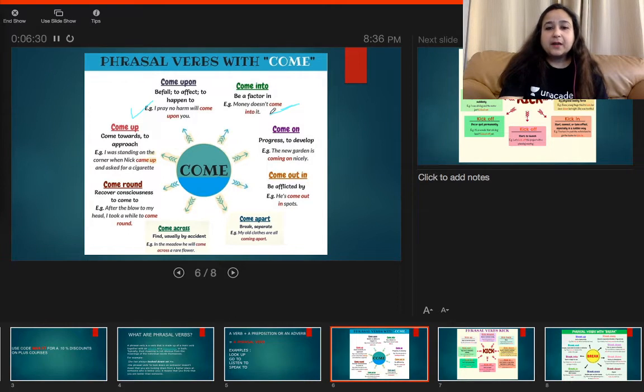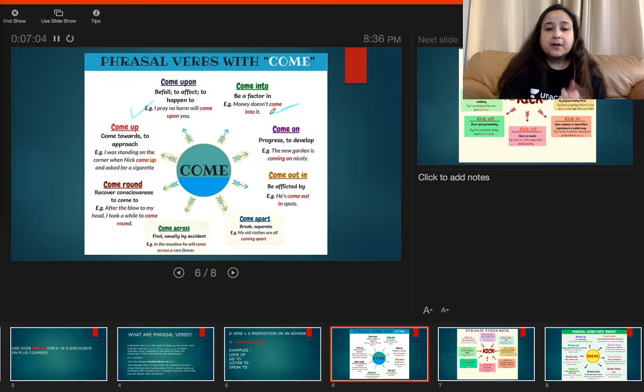Then the next one, come out. Now come out is normal, come out of your room. Come out in basically means to be affected by something. So he's come out in sports, means he is doing very well in sports, or affected. Come out in here would also mean a disease. So he's come out in some disease, affected by. Whereas if you ask somebody, just come out, let's go. So come on, let's go, or come out, let's go. So come out of your room, right?